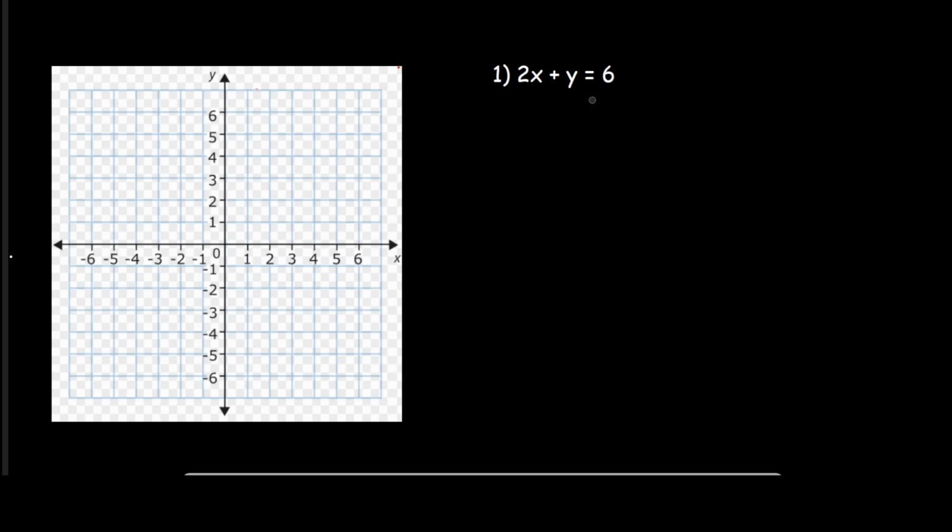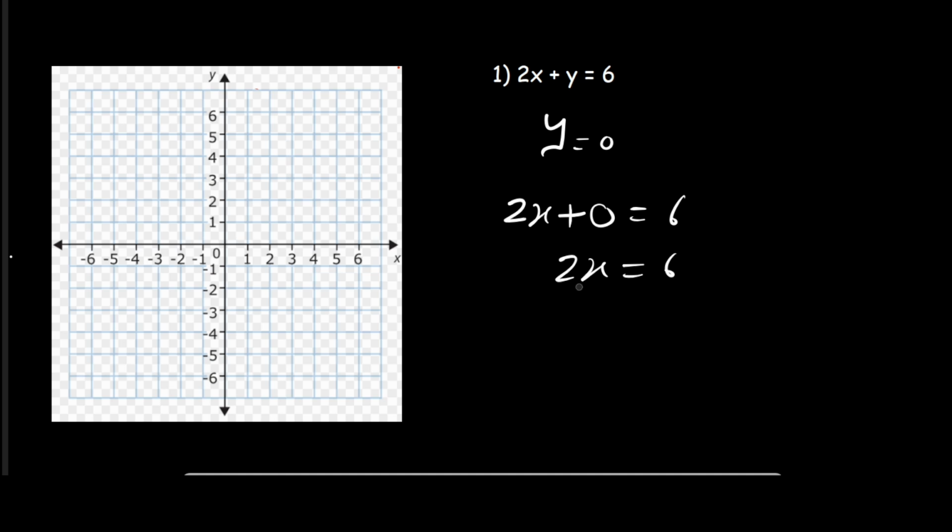So first of all, we find x and y intercept. The x-intercept is the point where the line crosses the x-axis. At this point, the value of y equals 0. So set y equals 0 and solve for x. So 2x plus 0 equals 6. So 2x plus 0 gives us 2x equals 6.